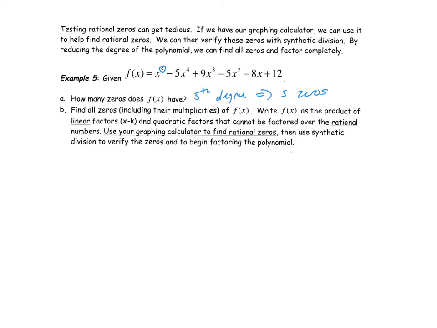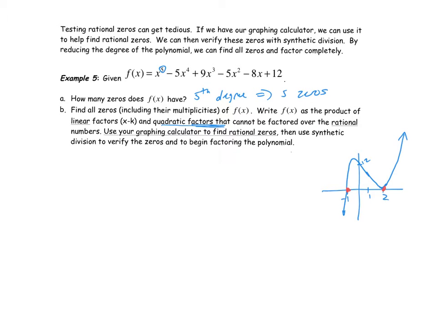Okay, so letter B says, find all zeros including their multiplicities of f of x, and then write f of x as a product of linear factors and quadratic factors that cannot be factored over the rational numbers. So this is the typical way we factor quadratics. Okay, so we're going to use our graphing calculator. I would recommend that you pause the video and go ahead and graph this function, and once you do, come back. I'm just going to sketch the function myself because I don't want to integrate the graphing calculator into this video. So go ahead, graph the function yourself, and then come back.